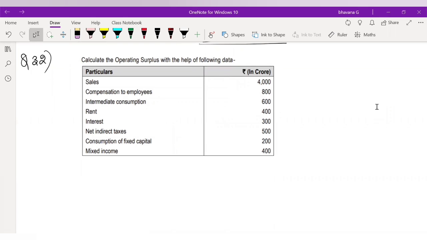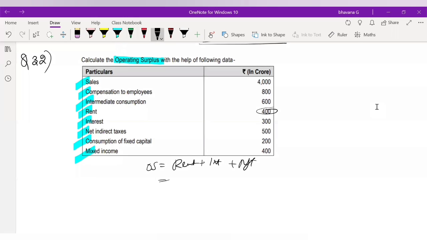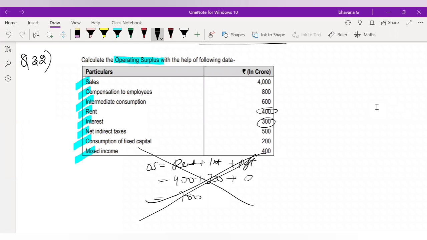So here they have told you to calculate the operating surplus with the help of the following data. They have given you sales, compensation to employees, intermediate consumption, rent, interest, net indirect taxes, consumption of fixed capital, mixed income. Here you will usually make a mistake in the exam. You will do operating surplus equal to rent plus interest plus profit. Rent you will take from the question, 400, interest given in the question, 300, profit not given in the question, 0, so 700.